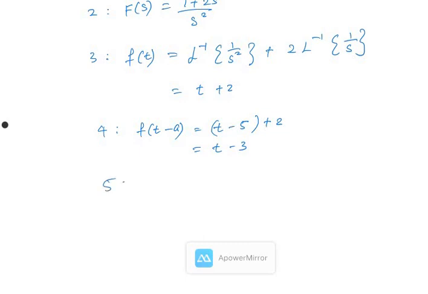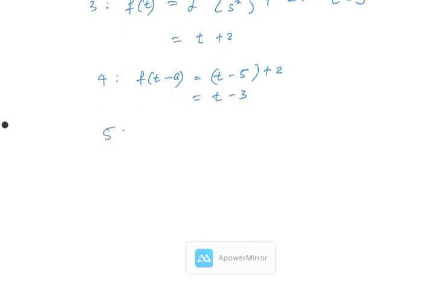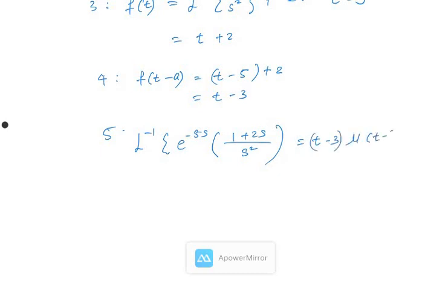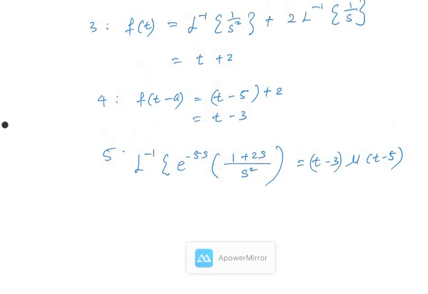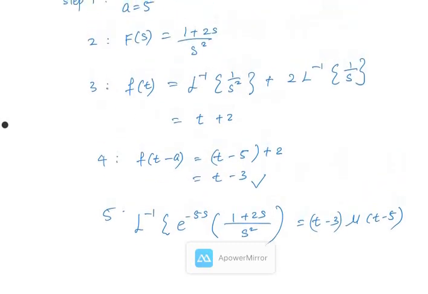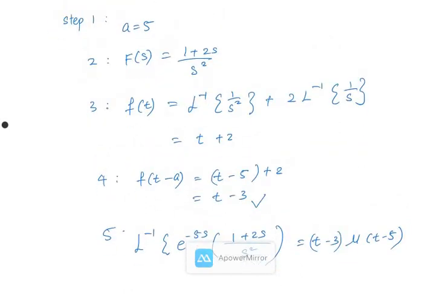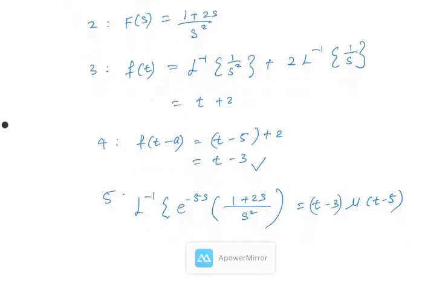Then step 5 is evaluate the inverse Laplace transform of the exponent negative as F(s). So inverse Laplace transform of exponent negative 5s F(s) is equal to t minus 3 multiplied with the unit step t minus 5. This t minus 3, then multiply with unit step t minus 5. Because it's t minus a, right? t minus a is equal to 5.